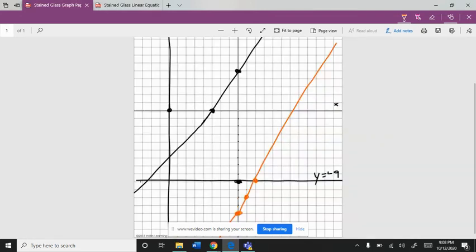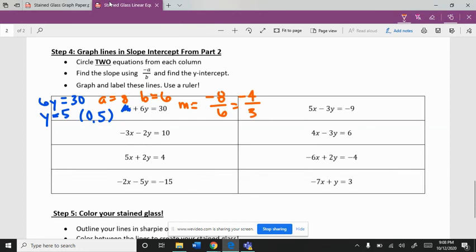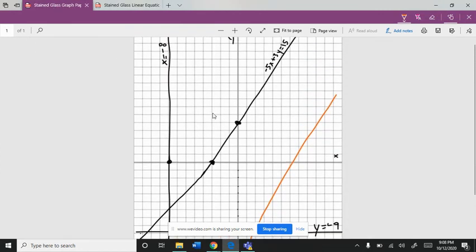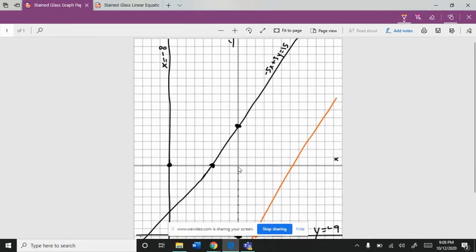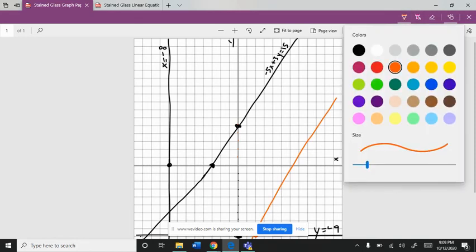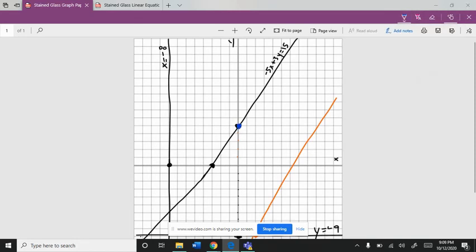So our y-intercept is 0, 5. It was positive, right? Yes. So on the y-axis, you're going to go up 5. That's 1, 2, 3, 4, 5. I actually already have a dot there, and that's okay. I'm just going to put another dot there so we don't forget where we're at.